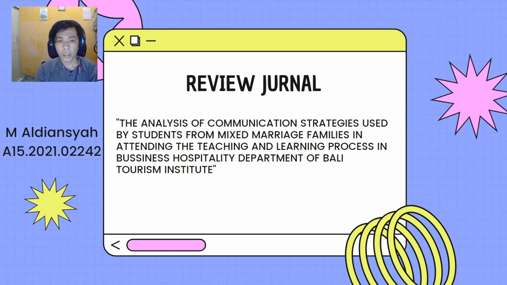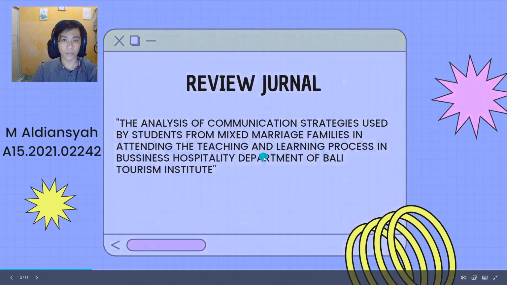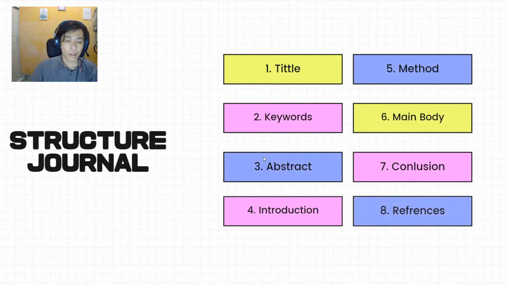And at this time, I will present a review of a journal. The structure of the journal is: title, keyword, abstract, introduction, method, main body, conclusion, and reference.